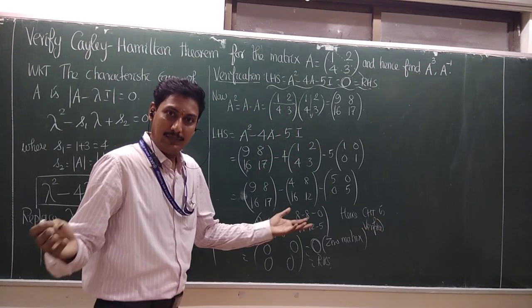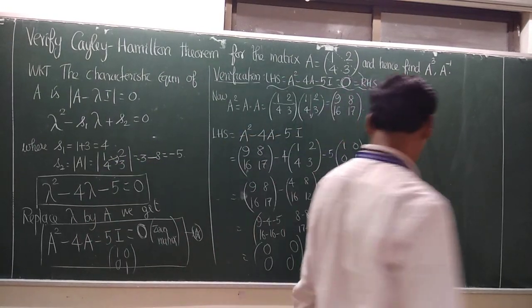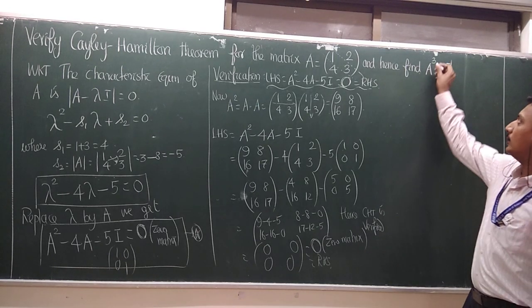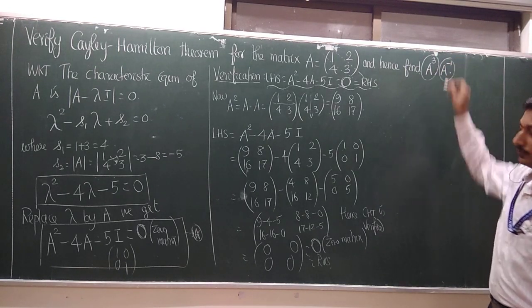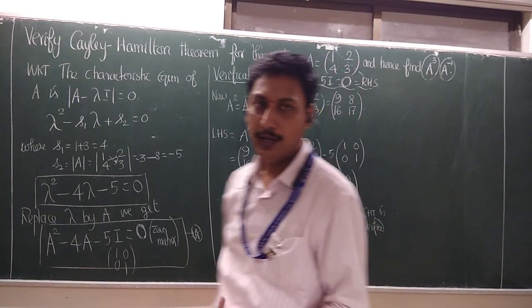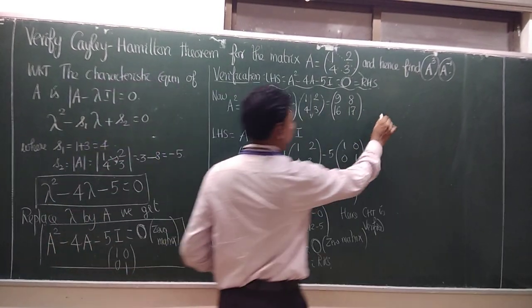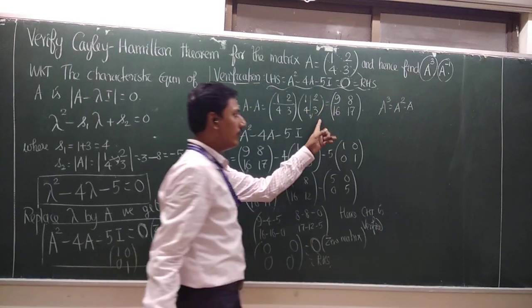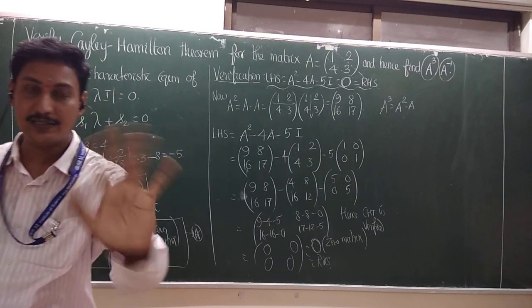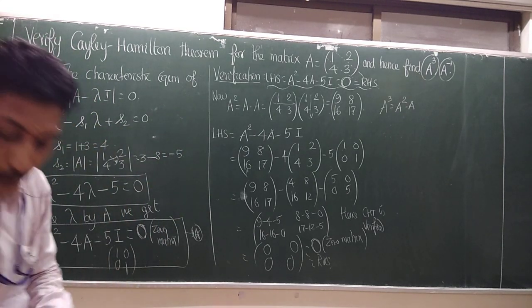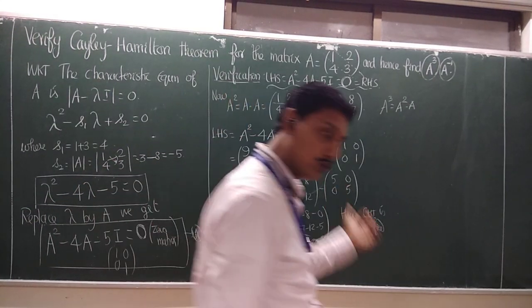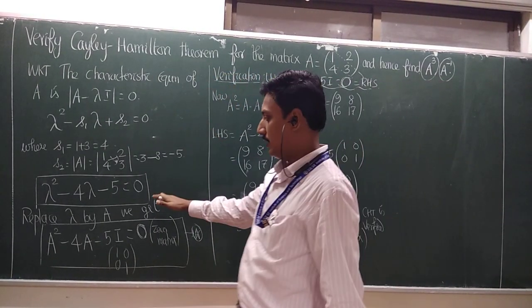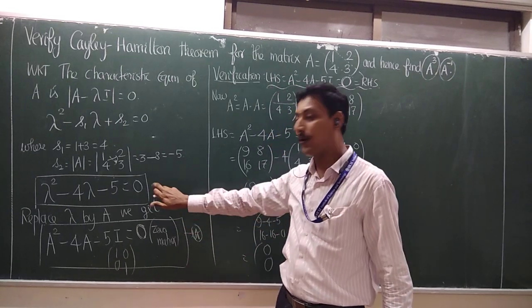So once the theorem is verified, with the help of this star equation, I would like to find A power 3 and A power minus 1. Already we know what A cube is. A cube is nothing but A squared into A, isn't it? Already we know A squared, so once again multiplying by A, we get the answer. But this time, I don't go by the usual product. I would like to use the Cayley-Hamilton theorem. So from this Cayley-Hamilton theorem, every square matrix satisfies its own characteristic equation.